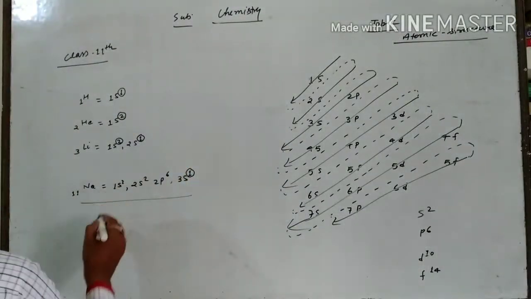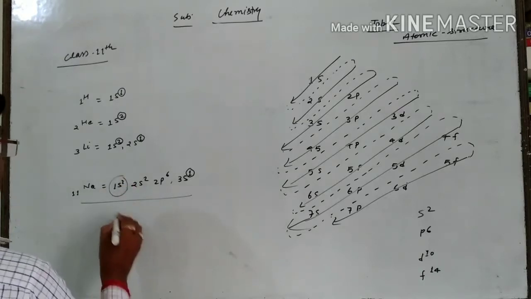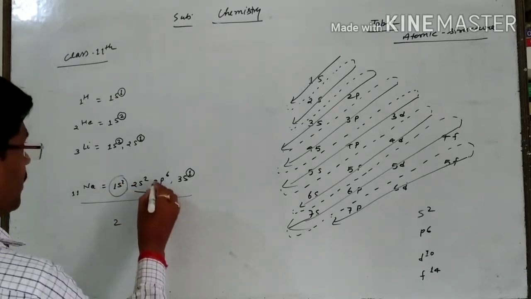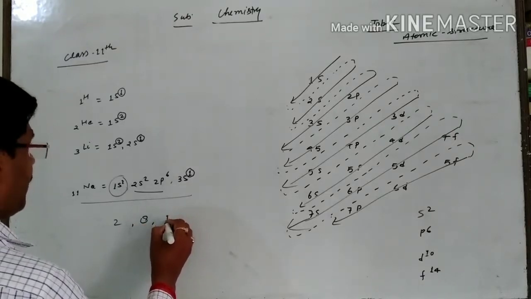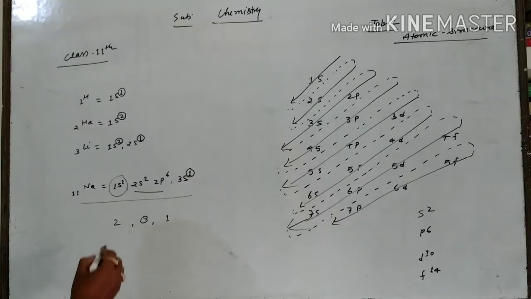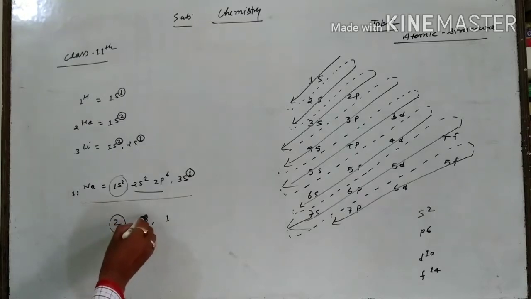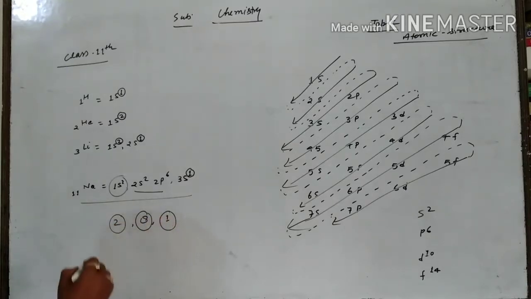In this way you can also check: in the first cell there are 2 electrons, in the second cell 6 to 8, and then in the third cell 1. So how many electrons are in the first? 2. In the second cell 8, and in the third cell 1.